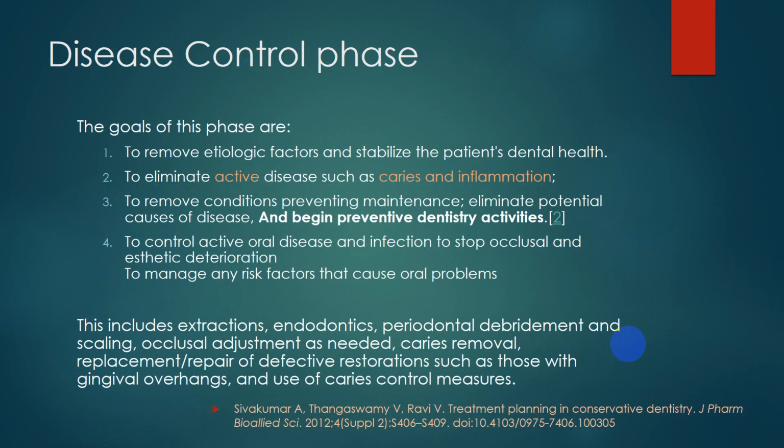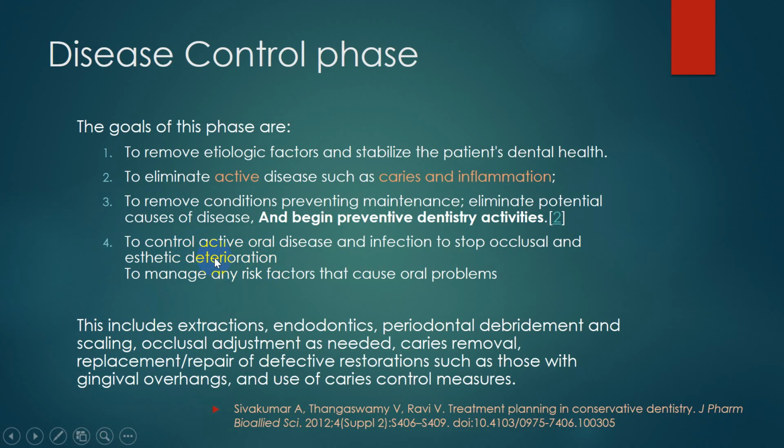If you go to the disease control, as we said, in disease control, we want to remove the etiologic factors of the dental disease, remove the cause of this dental disease, and stabilize the patient health. To eliminate this active disease, usually we eliminate caries and inflammation. And then we begin the preventive dentistry activities. We need to control the oral disease and the infection, and to stop occlusal and aesthetic deterioration. Okay, it is not the definitive.